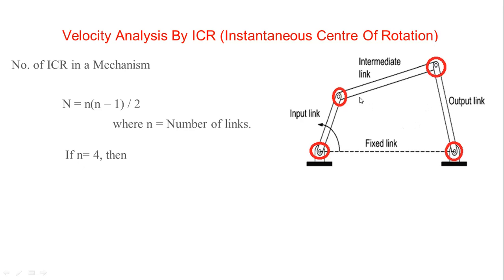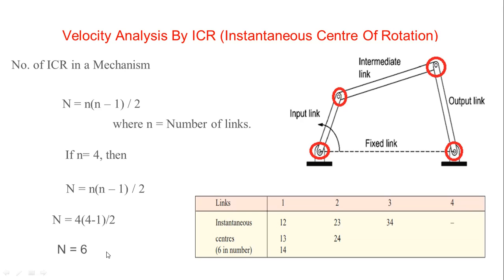Now consider there is a 4 bar mechanism. As per our discussion of the 4 bar mechanism, this link is the fixed one. This is the input link to which we are providing some input, then there is a coupler and there is the output link. Now there are 4 links. If there are 4 links, the number of ICR in the mechanism will be 6. If you put n is equal to 4, 4 into 4 minus 1 by 2, so it will be 4 into 3 by 2, so 12 by 2 is 6 ICR.